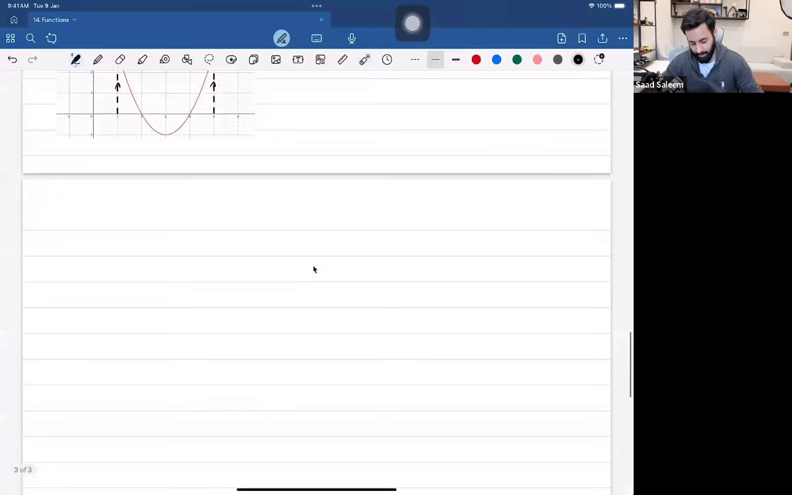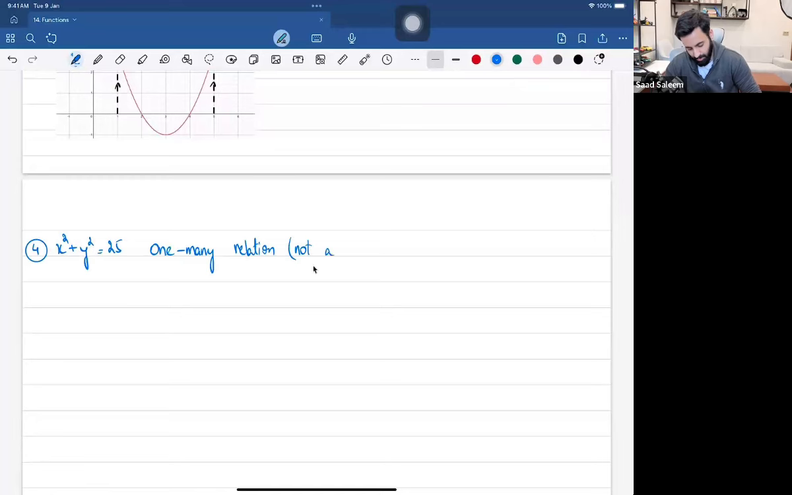Now, while we're at it, let's also look at a relation. We're going to use the same example as earlier, the equation of a circle: x squared plus y squared equals 25. This is basically a one-to-many relation, and it's not a function.